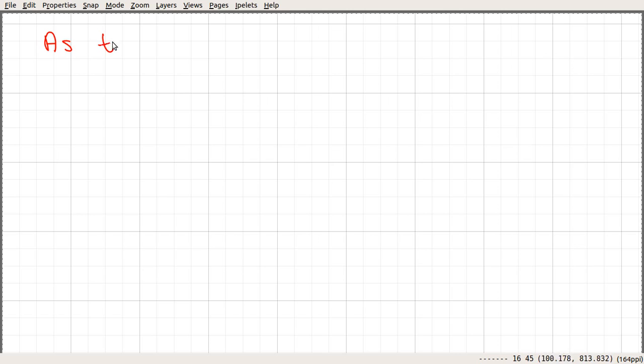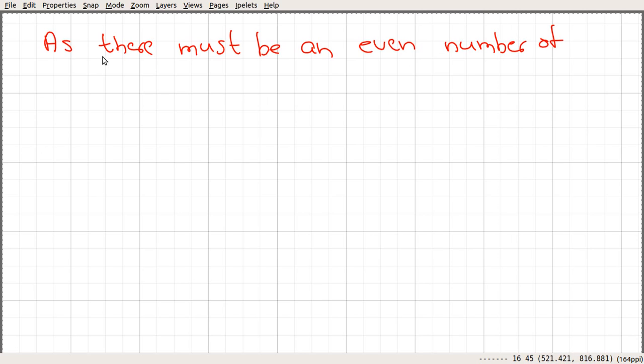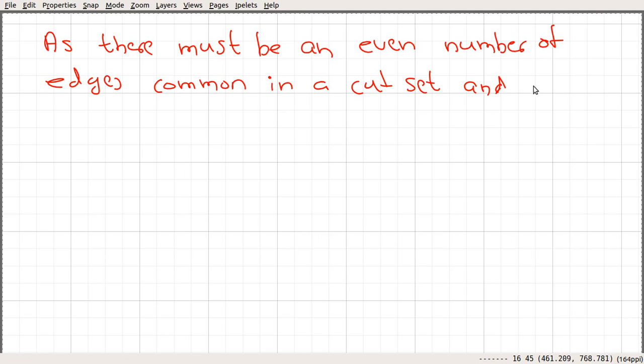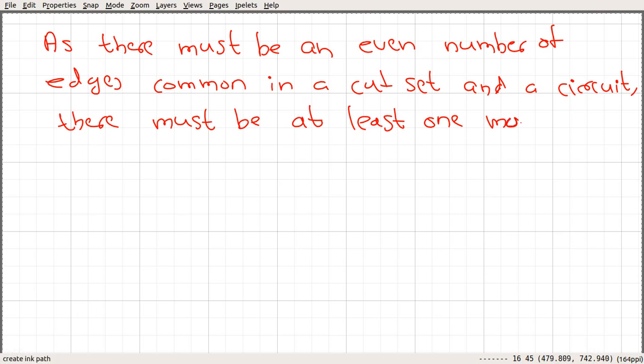So as there must be an even number of edges common in a cut set and a circuit, there must be at least one more edge common to F1 and S. But among the remaining edges in F1 and S, only a branch can be common in both.